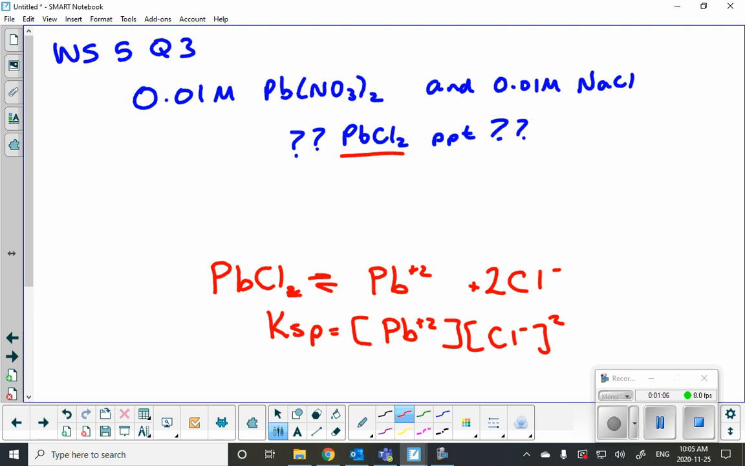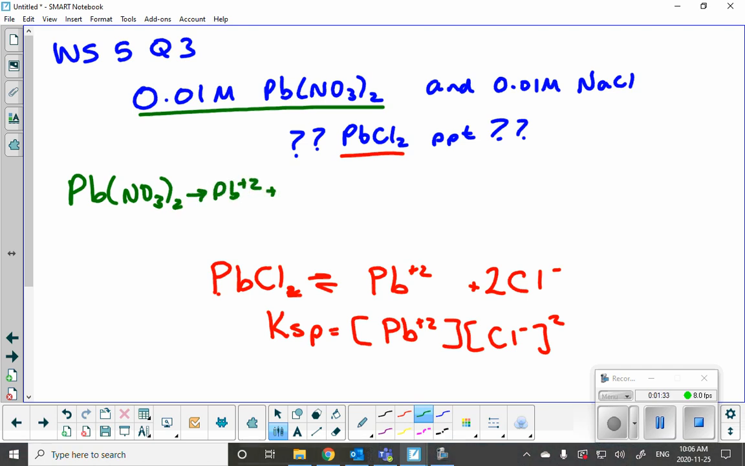Now, if my lead or my chloride came from the lead chloride, then those would be the values of x I could put in there. But I didn't have any lead chloride. I had two different salts. All of my lead came from the lead nitrate. So lead nitrate, Pb(NO3)2, broke down to give me my lead +2 ion and 2 of my nitrate ions.